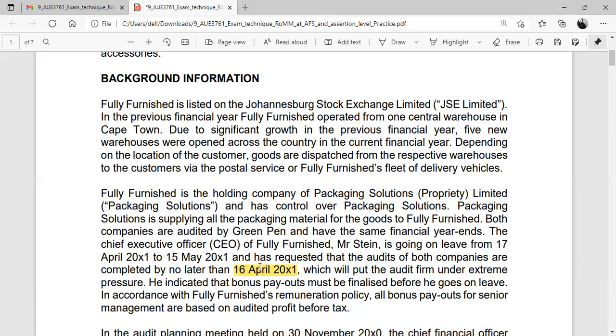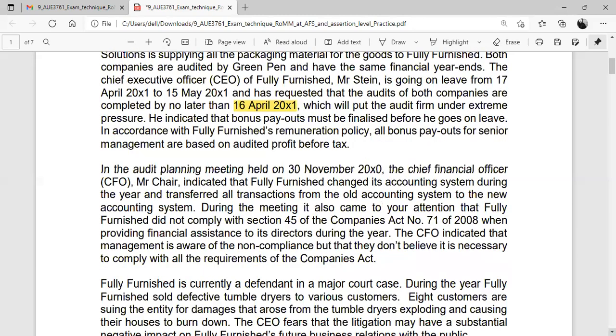Yes. He indicated that bonus payouts must be finalized before he goes on leave. So this guy also wants a bonus before he goes on leave. And in accordance with Fully Furnished's remuneration policy, all bonus payouts for senior management are based on audited profit before tax. So according to the policy, they do not receive a bonus unless the audit has already been done. But this guy wants a bonus before the auditors have even done their work.